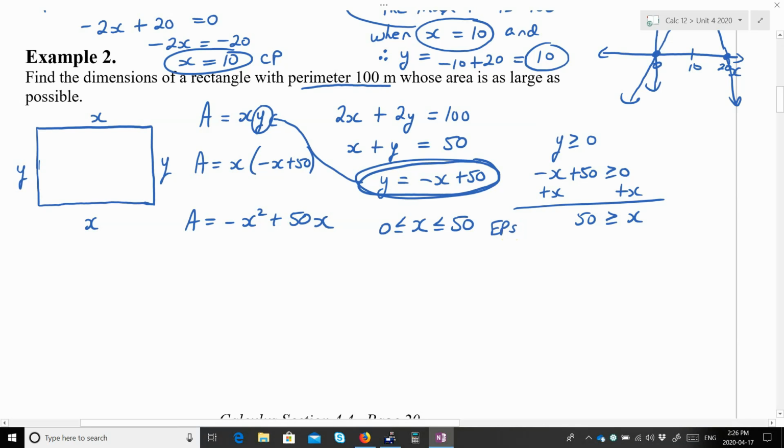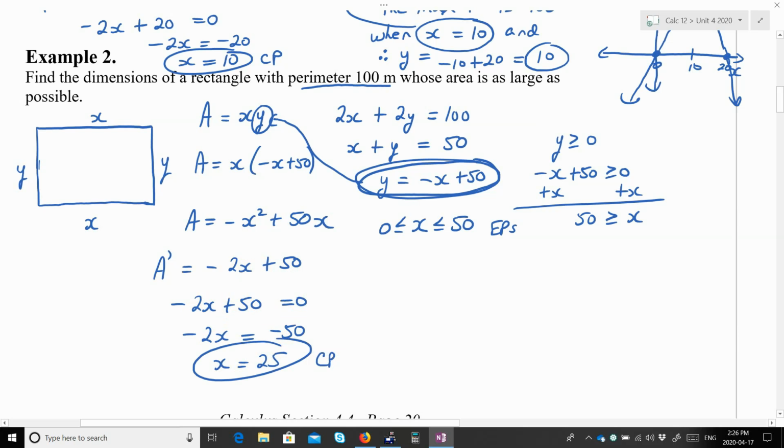These are our endpoints, which we need to check later, and extreme values occur either at the endpoints or critical points. So let's get the critical points. You find the derivative of the area function, which is negative 2x plus 50. Find where that equals 0 or does not exist. Negative 2x plus 50 exists everywhere. There are no problem points for x. And it's equal to 0 at x equals 25. So there's the critical point.